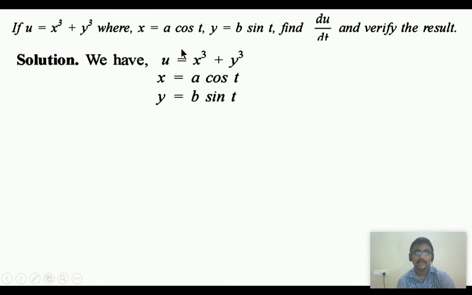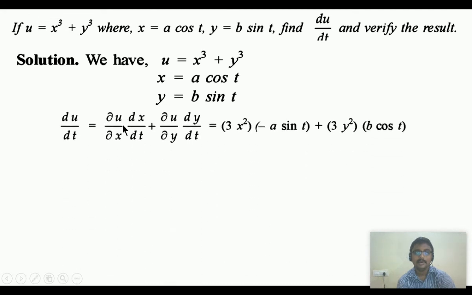So we have u, x, y. Now the total derivative formula is du by dt is dou u by dou x into dx by dt plus dou u by dou y into dy by dt. Substituting these partial derivatives using these equations, dou u by dou x, differentiating u partially with respect to x keeping y as constant, x cube derivative 3x square, y cube derivative 0. Now dx by dt, differentiating x with respect to t ordinary, a constant, cos t derivative minus sin t, that is minus a sin t. So y is also differentiated with respect to t, that is b cos t.